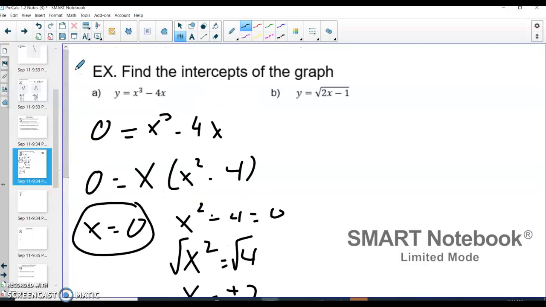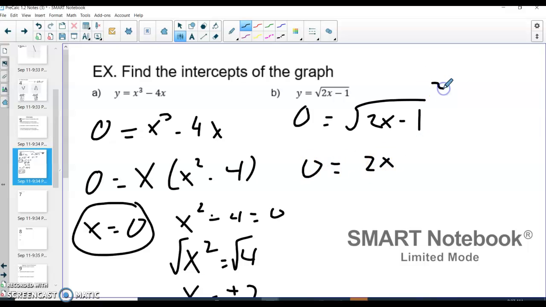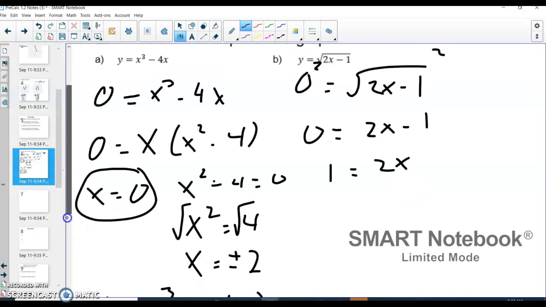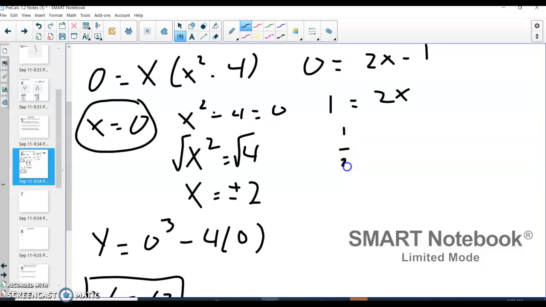If I wanted to find my x-intercepts, that's 0 equals the square root of 2x minus 1. Square both sides to get rid of the square root, that's 0 equals 2x minus 1. Add 1 to both sides, that's 1 equals 2x, and this is going to tell me that the x-intercept here is 1/2. 1/2 equals x for my x-intercept.